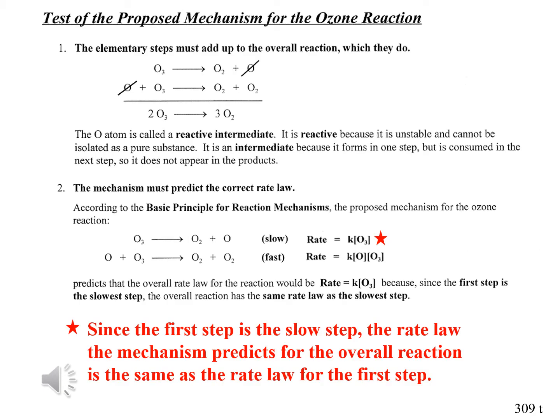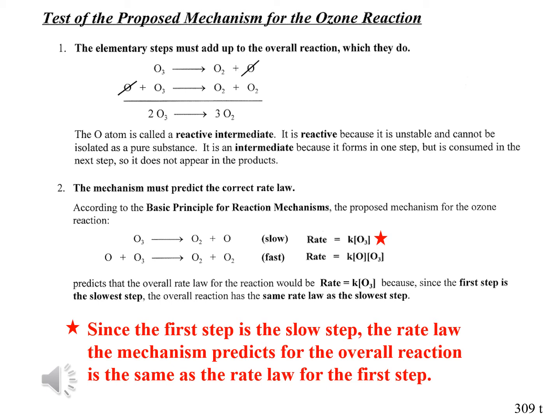So I would like to show you how the 2 steps work with the ozone mechanism that we predicted. Now, if you write those 2 steps, they have to add up to the overall reaction, and they do. Everybody knows how to add reactions. Everything on the left goes on the left, everything on the right goes on the right, and you cancel anything that's the same. It's just like a redox reaction.